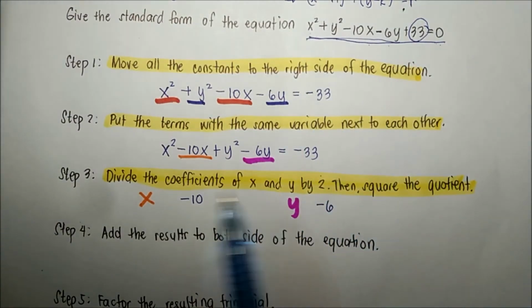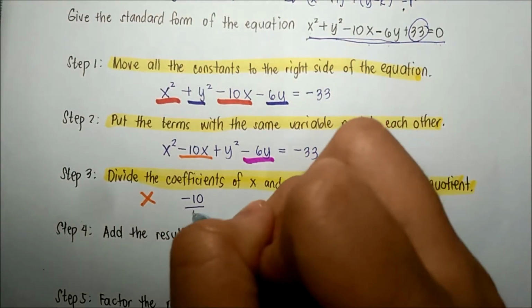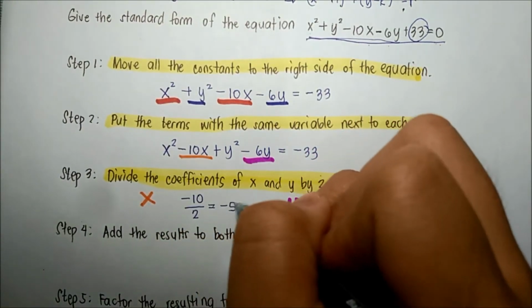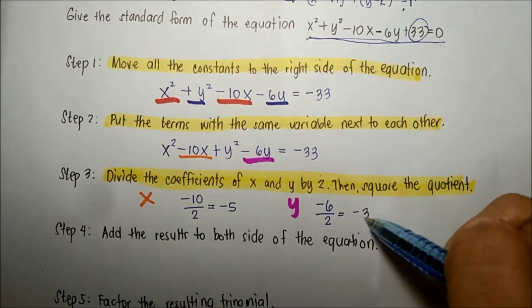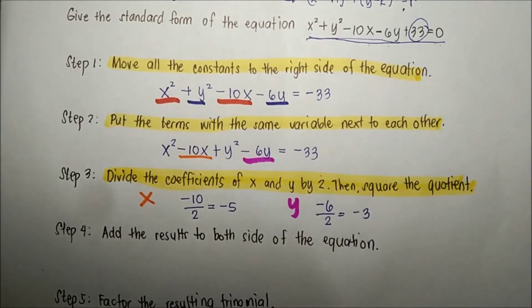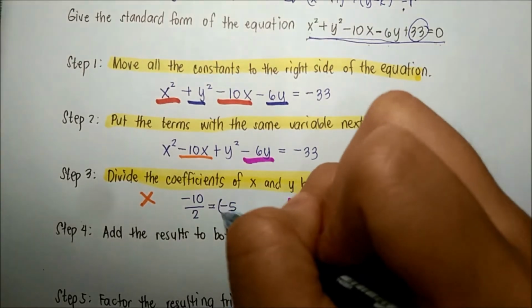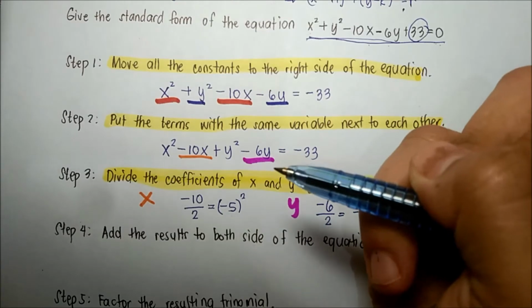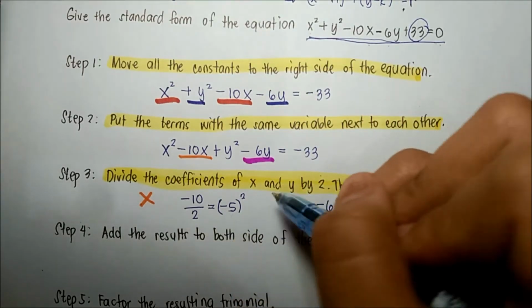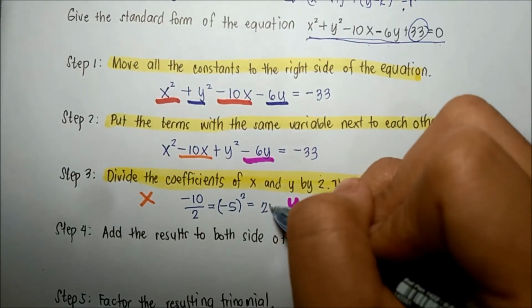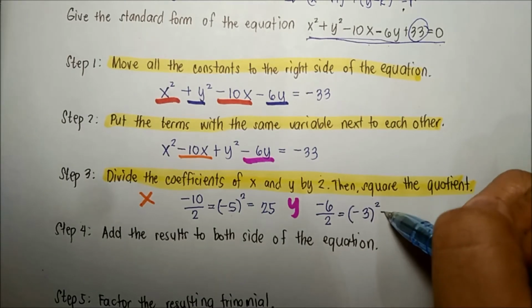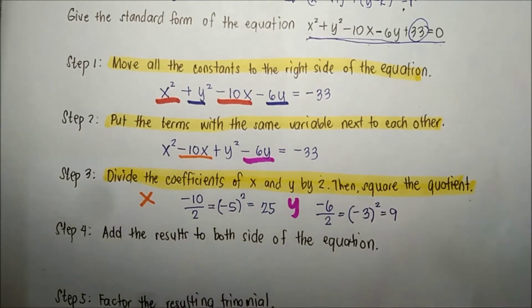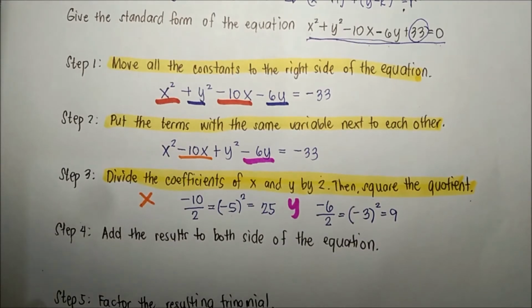So first thing is we will divide it by 2. Negative 10 divided by 2 is equal to negative 5. And negative 6 divided by 2 is equal to negative 3. We are not yet done. We will square the quotient. Negative 5 times negative 5 is equal to positive 25. And negative 3, we will square it. It becomes positive 9. And then we are done.